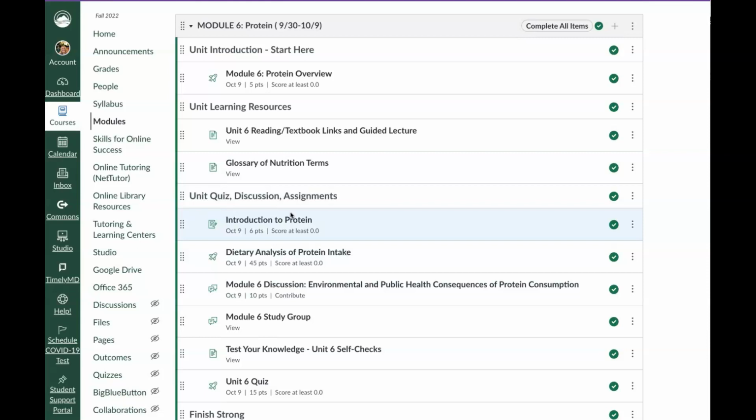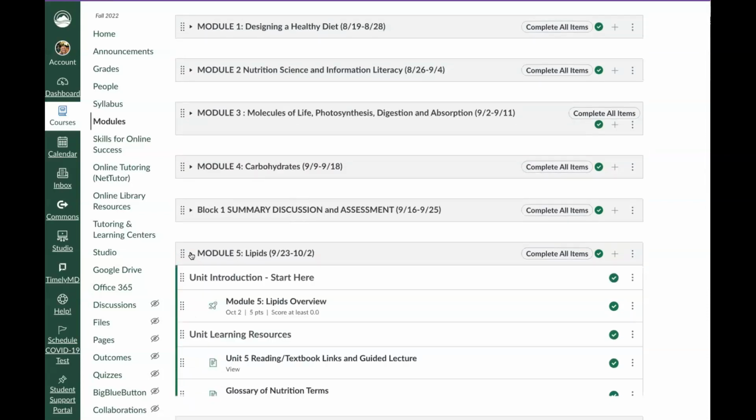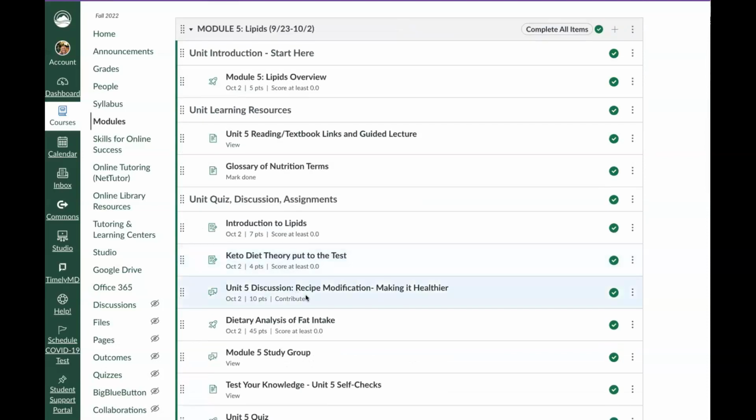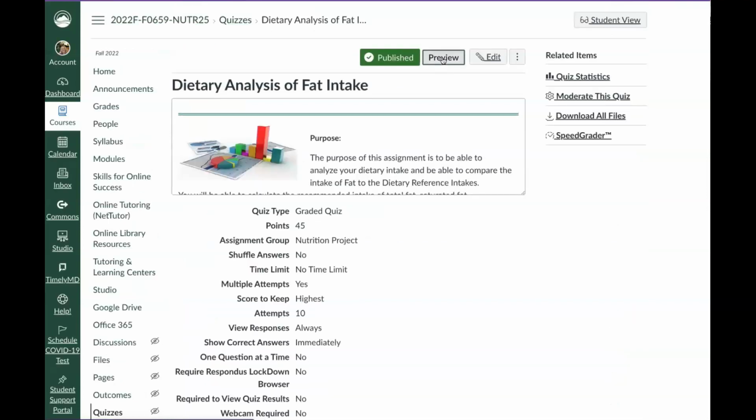So I just want to introduce protein. This is our next section that's going on. And before we go there, though, I want to make sure that everyone is able to complete the work on the dietary analysis of fat. I'm going to open this up and preview it.